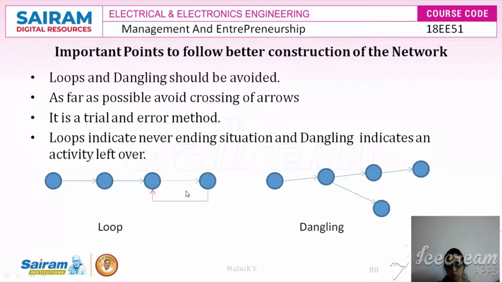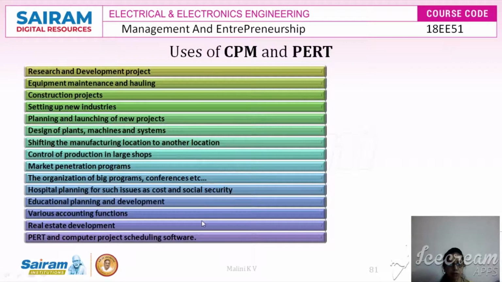As far as possible, avoid crossing of arrows. One activity should not go with two other activities. It is a trial and error process. A loop is a never-ending situation, and dangling indicates an activity is left over. So both loops and dangling have to be avoided.